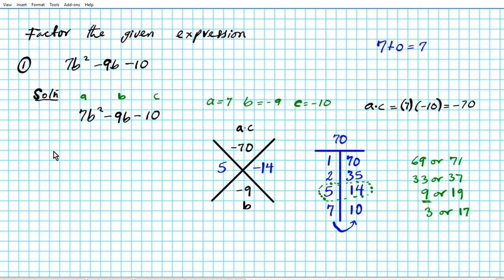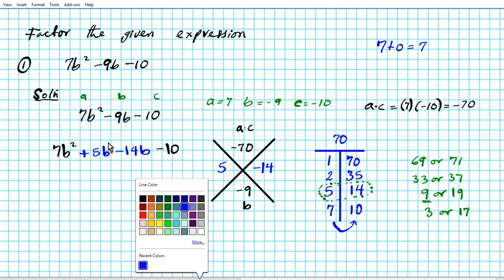So what we're going to do is bring down the leading term and the constant term, and replace the middle term with these two numbers. So we put down 7b squared, bring down the b, plus 5b, minus 14b, and then drop down the constant term, negative 10. Remember, the original goal was to write this quadratic trinomial as a quadratic with 4 terms that can be factored by grouping. So let's show you how that works in action right now.